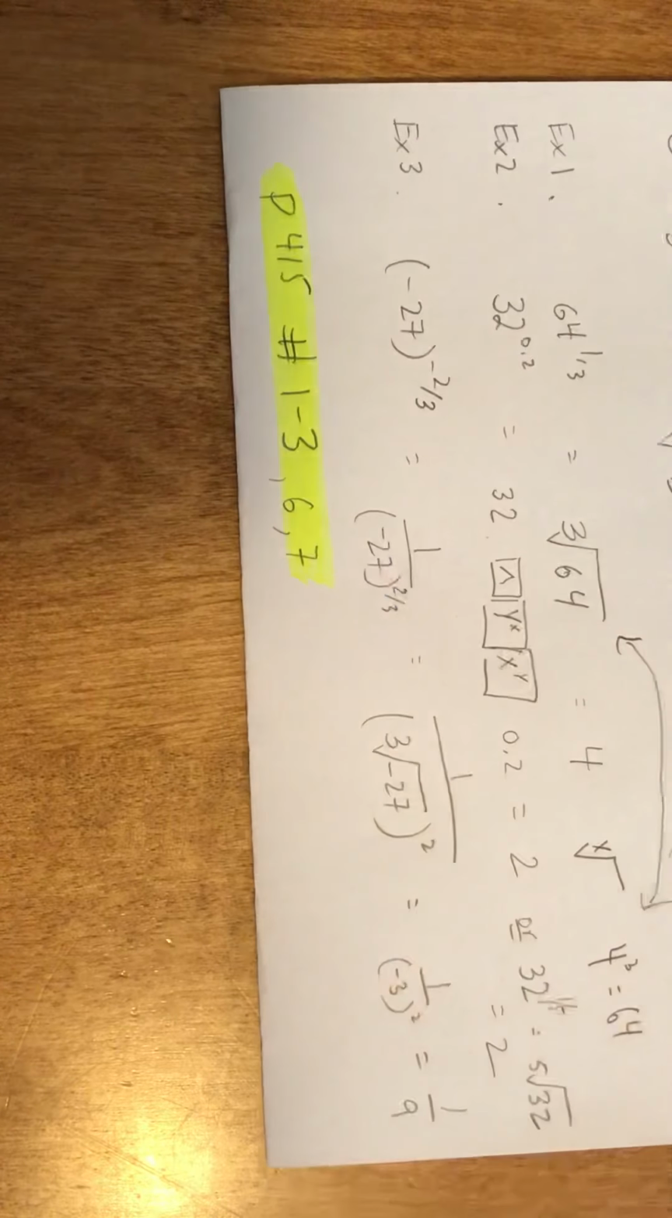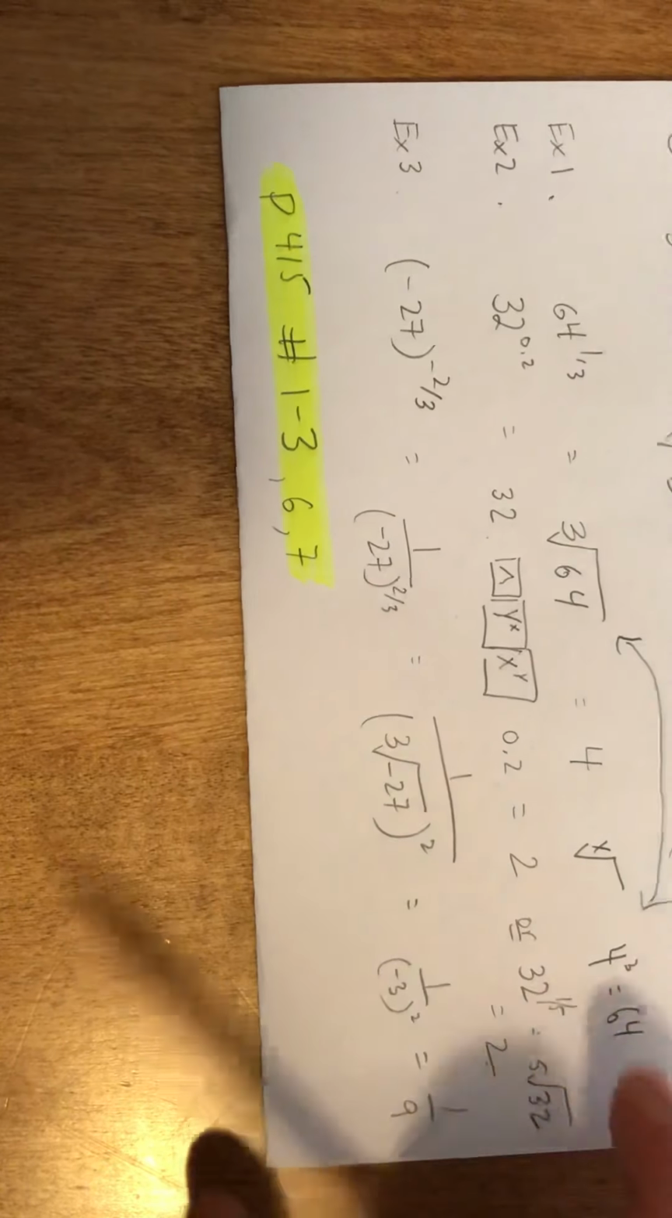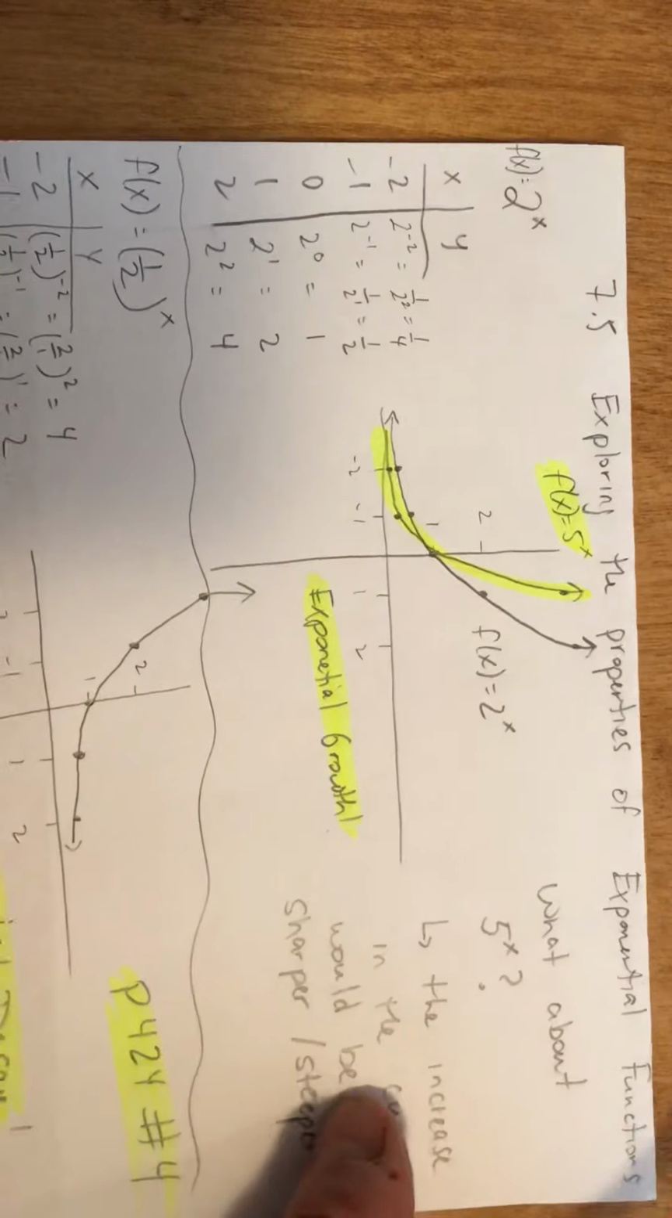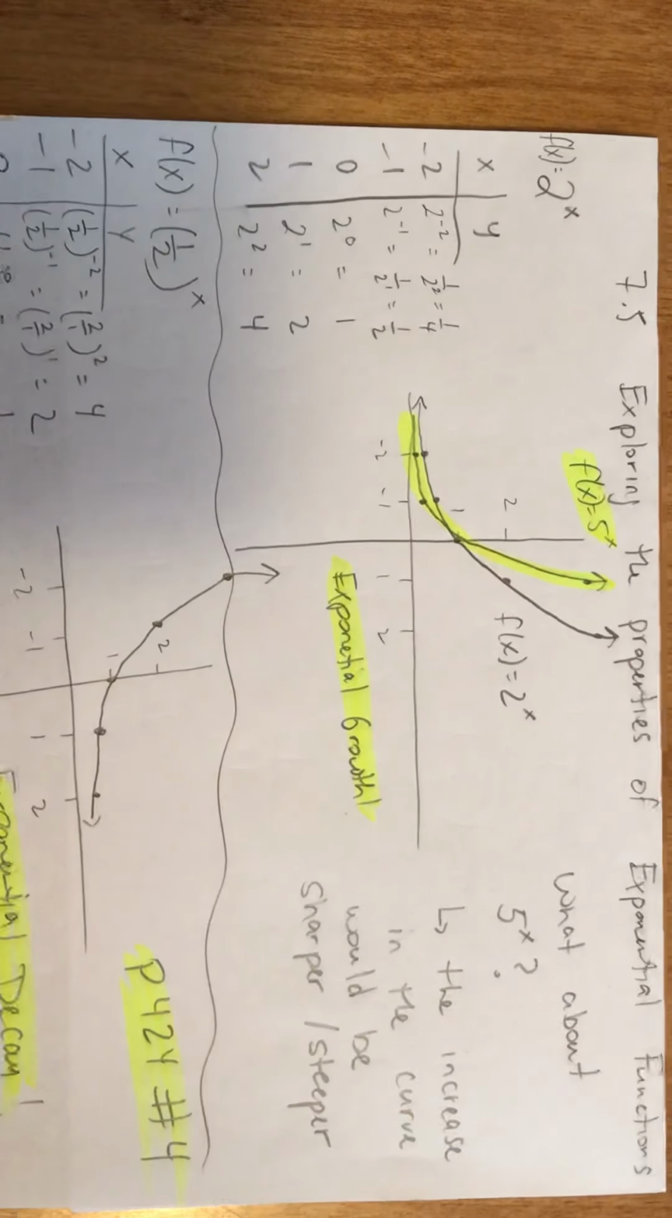Okay, a couple of questions to work on to practice those, page 415, 1 to 3, 6 and 7. Okay, next section is 7.5, exploring the properties of exponential functions. And if you've seen on the news, you've seen graphs that look like this. So we'll explain how it works.